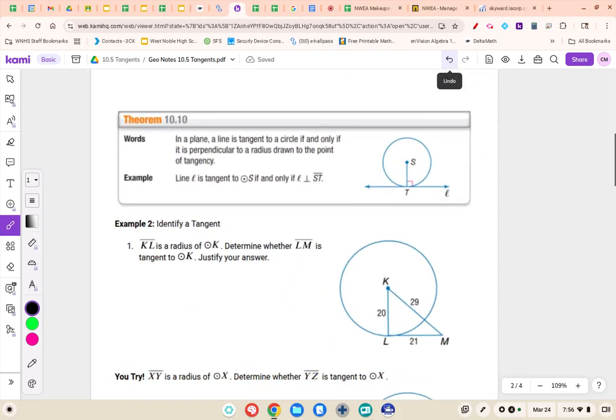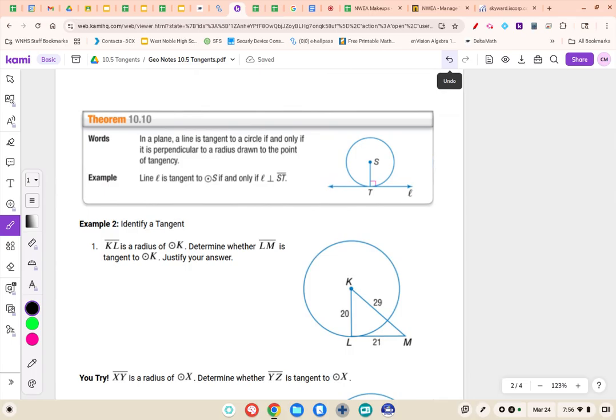So we have a new theorem here, theorem 10.10. In a plane, a line is tangent to a circle if and only if it is perpendicular to a radius drawn to the point of tangency. So, you have your point of tangency here, T. As long as you can draw a radius that drops down at 90, you know this is a tangent line.